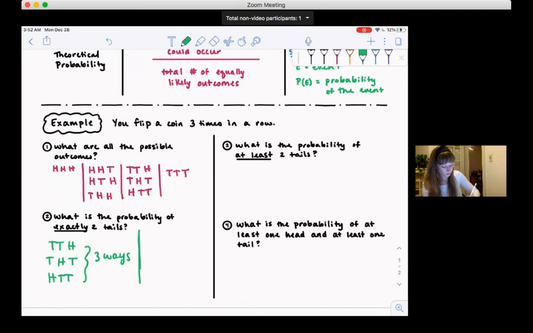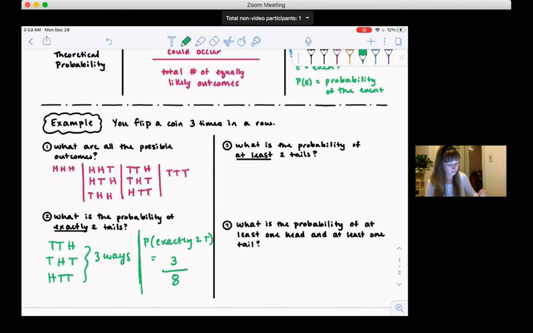Okay, we're going to use that to find the probability. The probability of exactly 2 tails equals the number of ways that can happen, which is 3, divided by the total number of possible outcomes, which was 8. So our probability is 3 out of 8. It's basically saying this can happen 3 ways out of 8 total possibilities. 3 out of 8. And that's it. That's all there is to finding a theoretical probability in general.